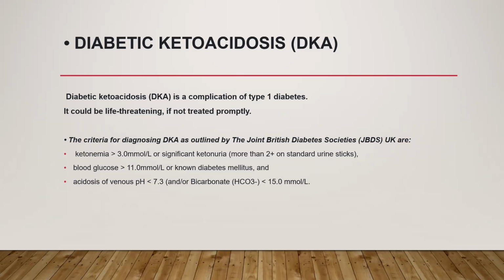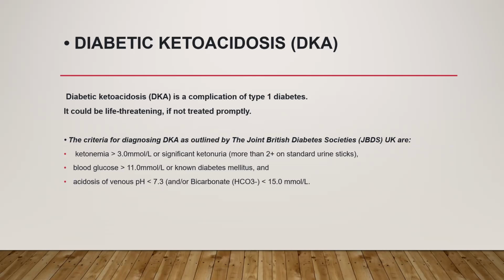Most of the time, urine dipstick will be handier and quicker than having the ketone in the blood, because nurses can do it for you straight away and give you the results. So 2 crosses or more is significant. And blood glucose has to be more than 11 millimole per liter, or the patient may be non-diabetic. And most importantly, they should have acidosis: venous pH less than 7.3 and/or bicarbonate of less than 15 millimole.